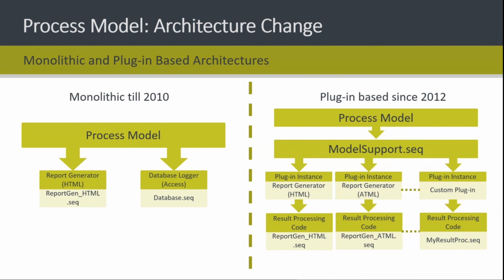It was tightly coupled processing, and therefore whenever we wanted to customize reporting, and that's the thing that, like I said, is quite popular in projects, then we would need to influence the process model itself. But since 2012, National Instruments introduced this new architecture based on plugins, and they added model support sequence, which enables us to run numerous plugin entry points inside of our result processing sequence file. And therefore, now we have possibility to configure many instances of result reporting plugins, and also enables us to run them in parallel. And also, it gives us the possibility to create our own plugins and do whatever we like with them.